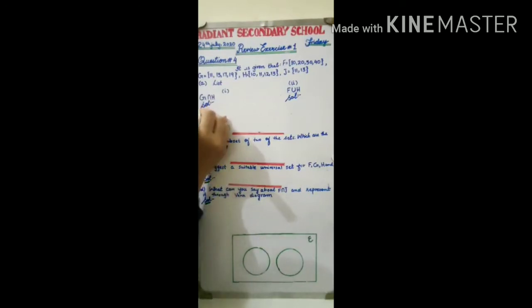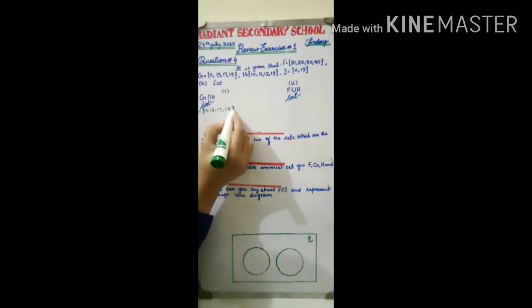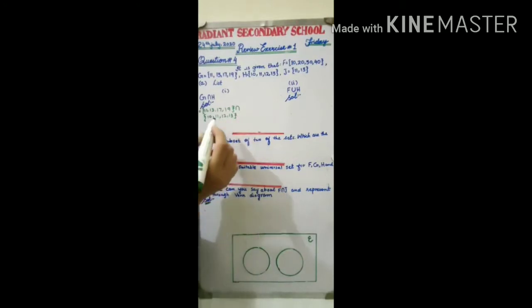So you have to write the G set first. G set is 11, 13, 17, 19. Intersection H set 10, 11, 12, 13. Now intersection means common elements. Look at this one, 11, 13. These 2 elements are common between these 2 sets. So the intersection of G and H is 11 and 13.